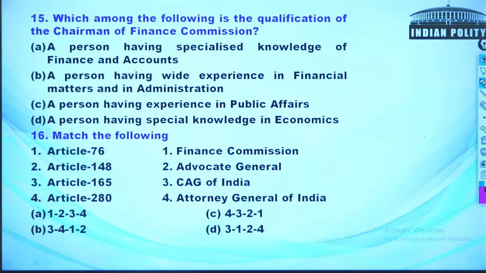And in case of 16, match the following, very easy, you must have done it. So that will be 4, 3, 2, 1. Article 76 is related to the Attorney General, 148 is the appointment and powers and functions of the CAG, 165 is the powers and functions of the Advocate General, who is the highest law officer of a state in India, and 280 deals with the appointment and the powers and functions of the Finance Commission of India. So that will be 4, 3, 2, 1, C.